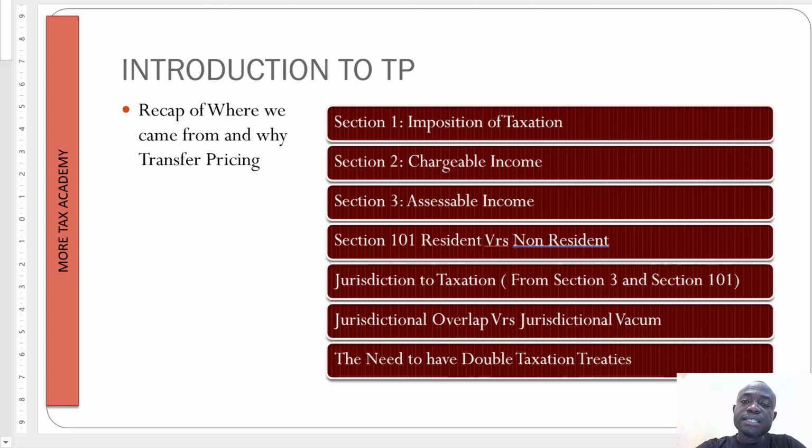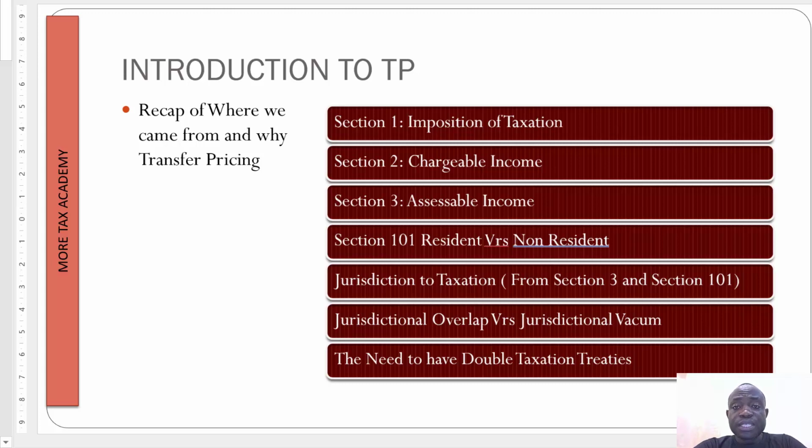We look at section 2, and section 2 defines chargeable income as assessable income less all allowable deductions. Then we also said that section 2 did not define what assessable income is, so we had to come to section 3 to look at what assessable income is. Then section 3 said that assessable income is all your income from employment, business, and investment.